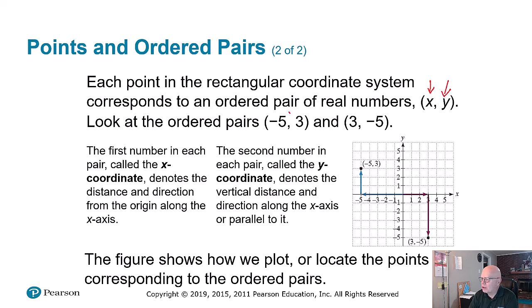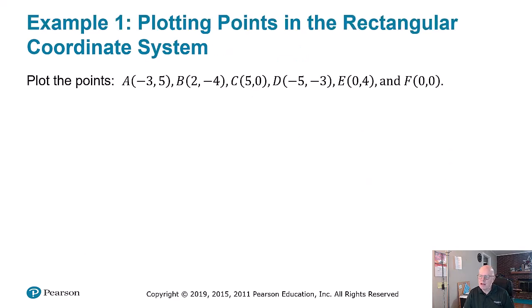So if you've got a point like -5, 3, you start at the origin. The -5 tells you where to go on the x-axis. The y-coordinate tells you where to go on the y-axis, where to go vertically. There's your point, -5, 3. For 3, -5, you go +3 and then -5, and that puts you down here. That's how we locate points.